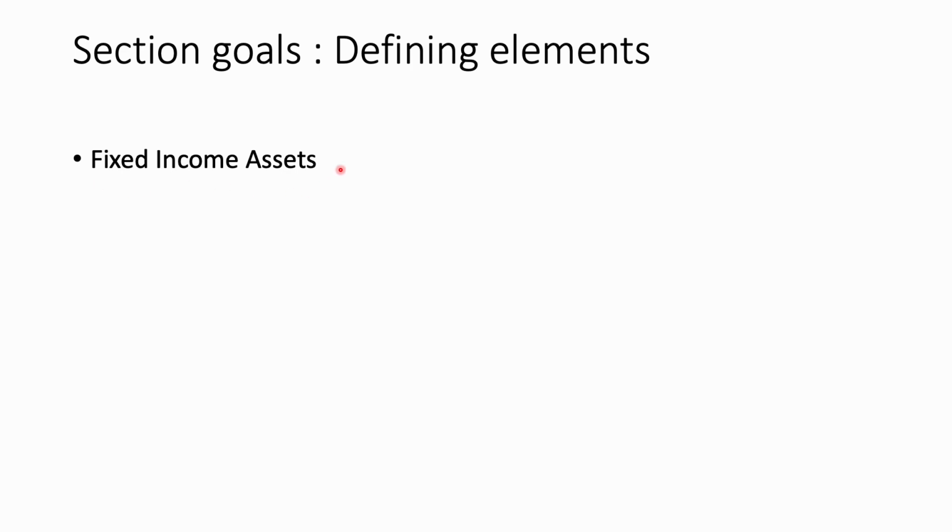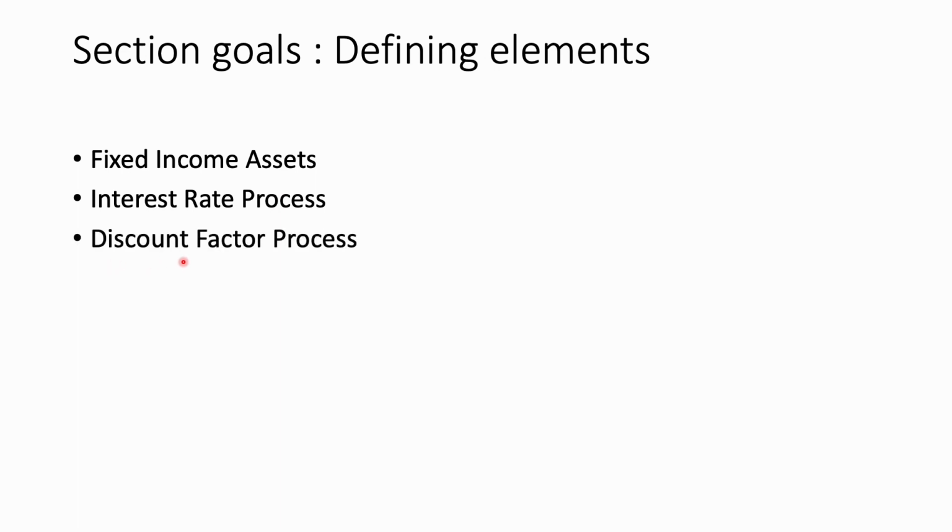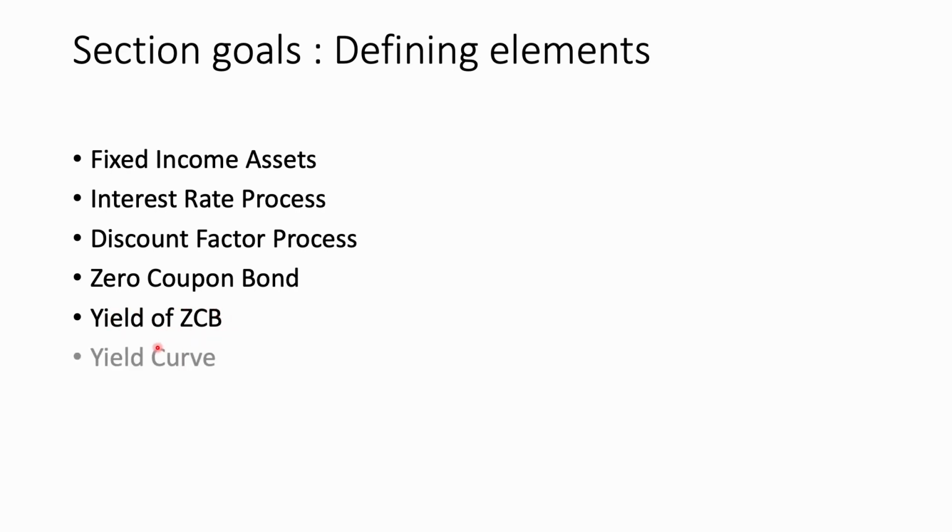So first we'll just give a very basic definition of fixed income assets. Then we're going to talk about the interest rate process. So now we're allowing interest rate to be stochastic, so we need to define exactly which stochastic process interest rate will follow. Then we talk about the discount factor process, because when you have stochastic interest rate, naturally you have a stochastic discount factor process. Then once you know how to discount cash flow, we talk about zero coupon bonds. Then we can talk about the concept of a yield on a zero coupon bond. Then we can talk about the yield curve from here. And we'll have a quick discussion on yield curve models.